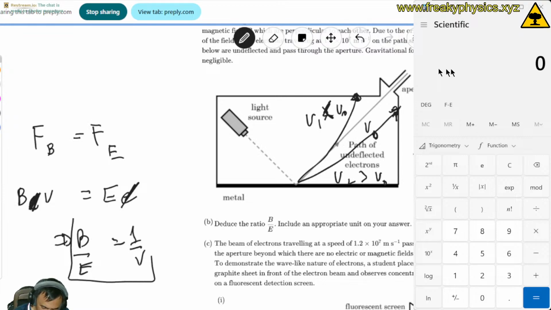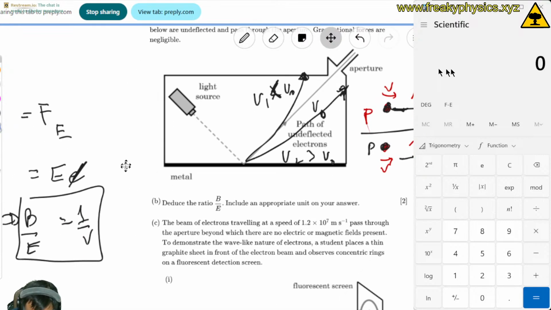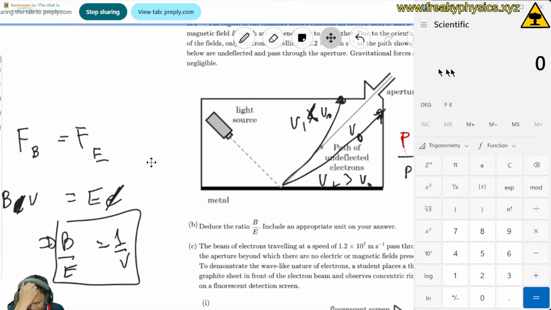And is your v given? Your v is indeed given. So from there, you just calculate it. Your v that goes straight is given. Again, other velocities will curve and therefore cannot go straight through that aperture. But are all the electrons going the same speed?